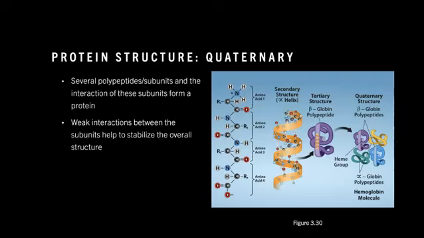Last structure is quaternary, and this is when we have several polypeptides or subunits that are going to come together. So for example, we created this beta globin polypeptide, and it's going to come together with other globins in order to create our hemoglobin molecule. And we tend to see that there are weak interactions between these subunits that helps to stabilize the overall structure.